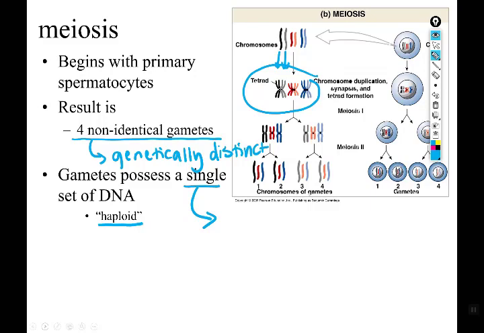This is why, for example, although I'm genetically similar to my brother, we're not identical, because we got different sorts of shuffled decks of genetic cards. Single just means half of a somatic cell.